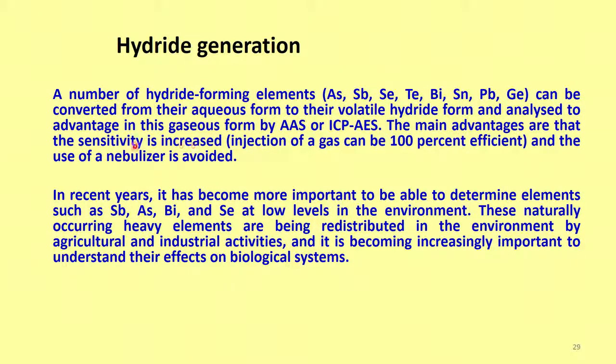The main advantage is that the sensitivity is increased. Generally what happens is the sample is in the form of a liquid. I add a little bit of a reducing agent, so nascent hydrogen is generated. In the nascent hydrogen, all these elements will react to form hydrides, and if I pass nitrogen gas through the sample containing metal hydride, the metal hydride will come out along with the carrier gas, that is nitrogen.